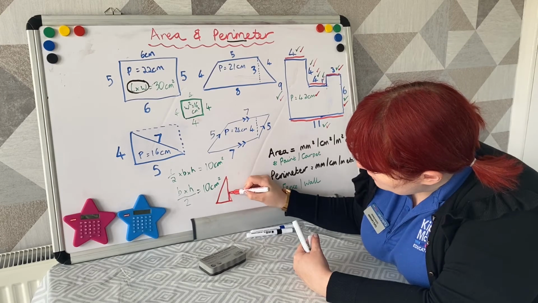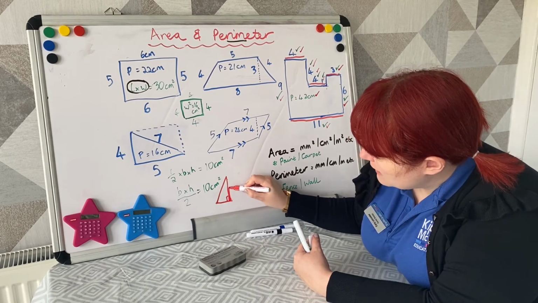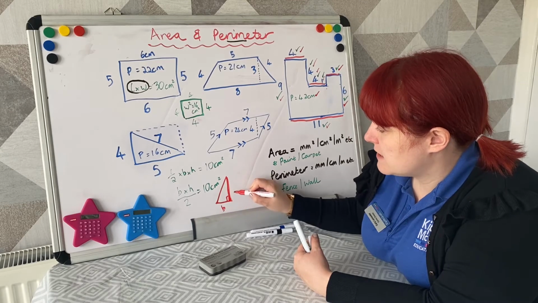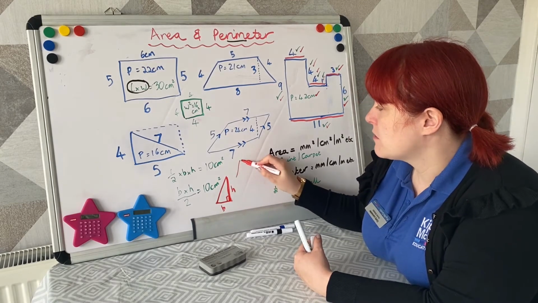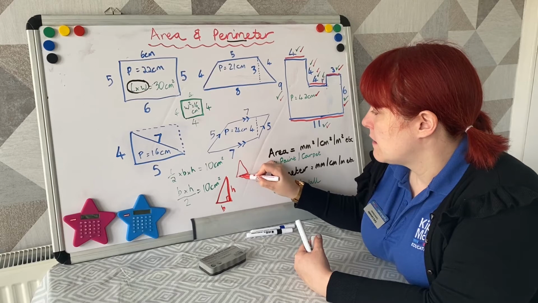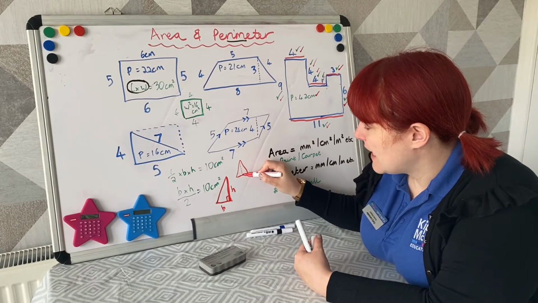So we're still on a right angled triangle there, so it wouldn't matter. We would just do our base times our height. However, we might also get something a bit like this, and so then we need to know this height.